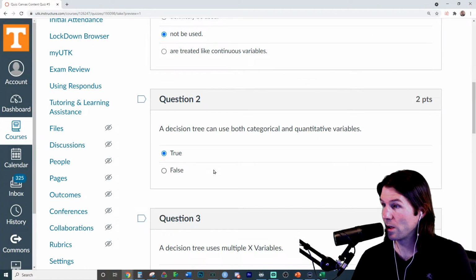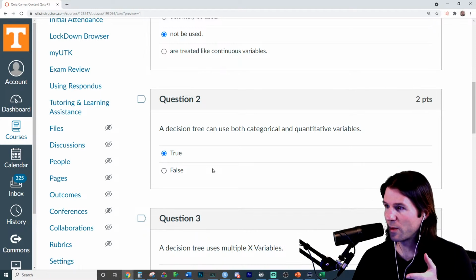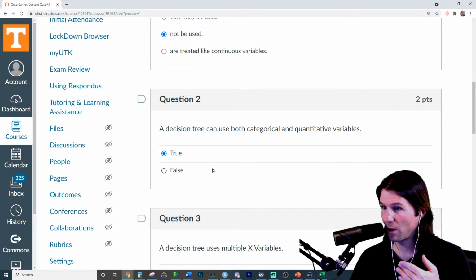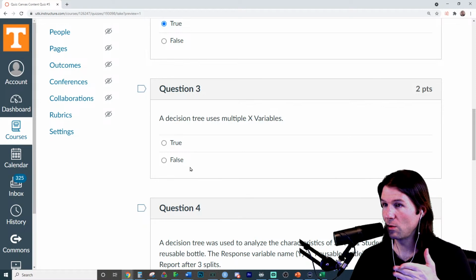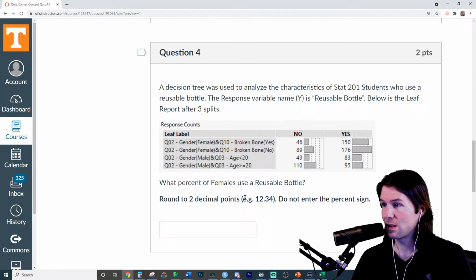A decision tree takes a bunch of X variables and a Y variable and analyzes them. So it can definitely handle quantitative and categorical variables. We saw your GPA, which is quantitative. We saw your distance from campus, which is categorical. A decision tree uses multiple X variables. We literally just saw that. A decision tree has a leaf report.